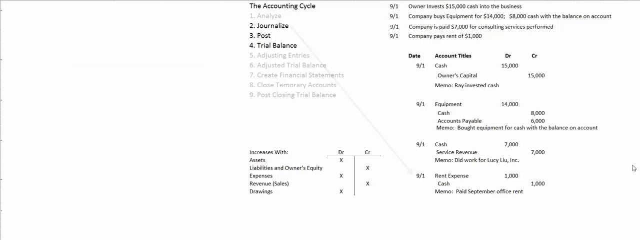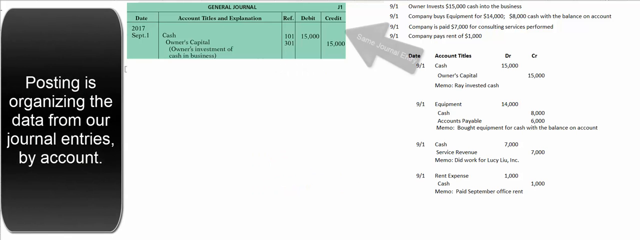So my boss walks in and says, "Russ, how much cash do we have in the bank?" And I say, "I don't know, boss. I haven't posted yet." So posting is the third step in the accounting cycle, and it's just about organizing this information in a little different manner: instead of chronological, by category.